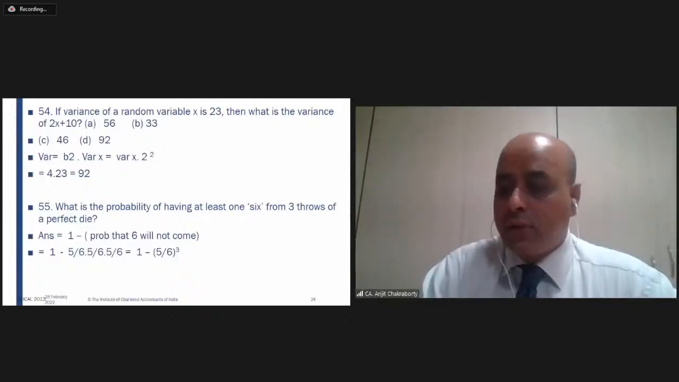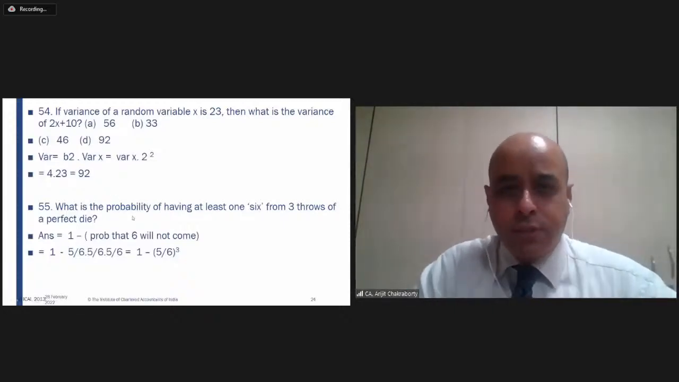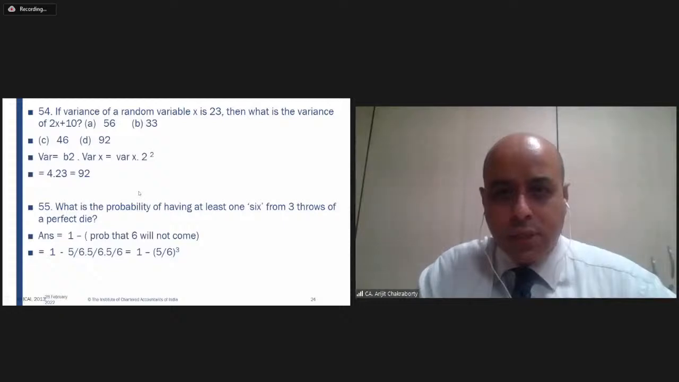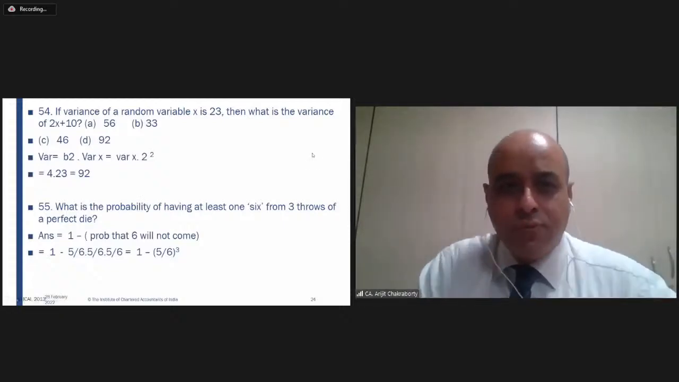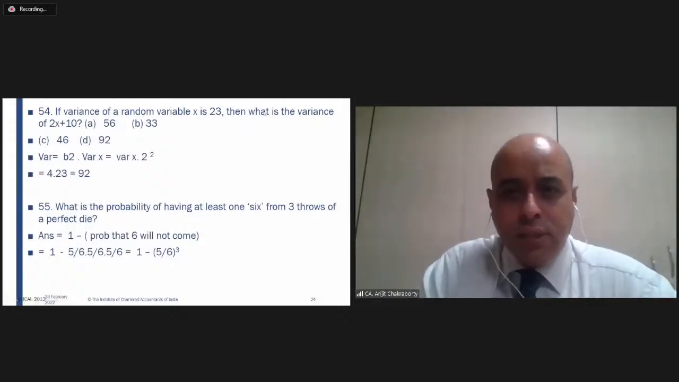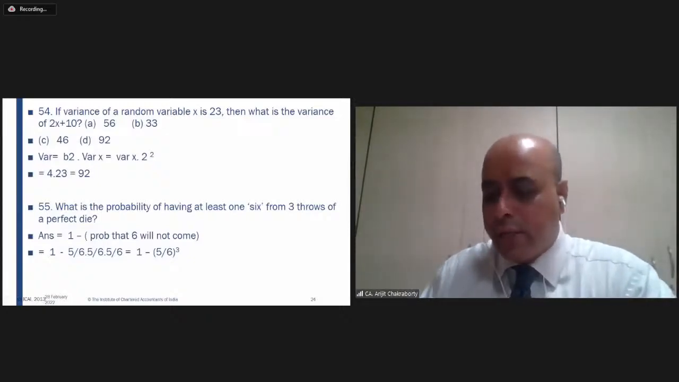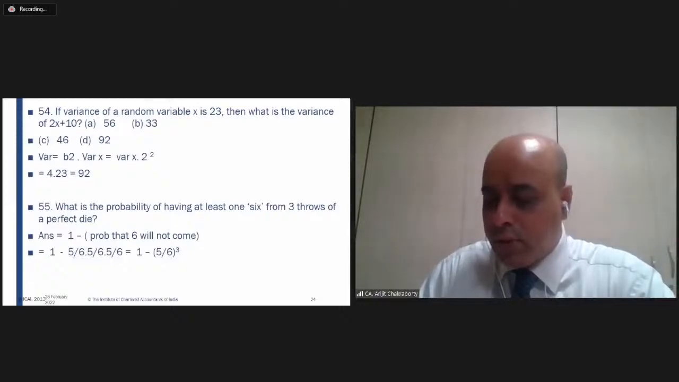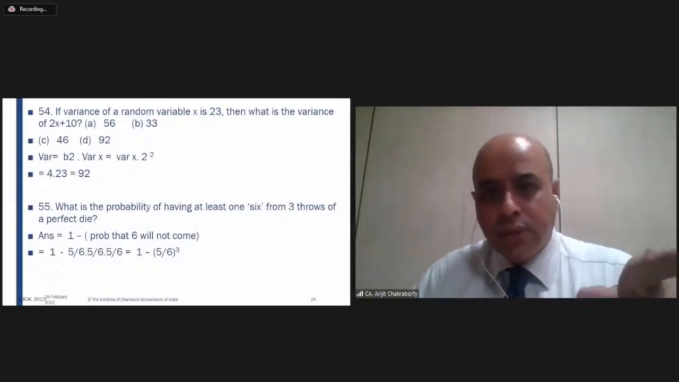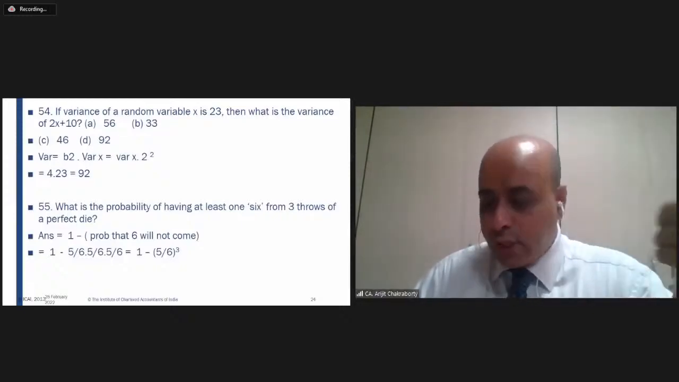I will explain the question once again. Please see, the question is on this slide only. If the variance of random variable x is 23, what is the variance of 2x plus 10? Please remember the equation was y equal to a plus bx. So here y is equal to 2x plus 10.